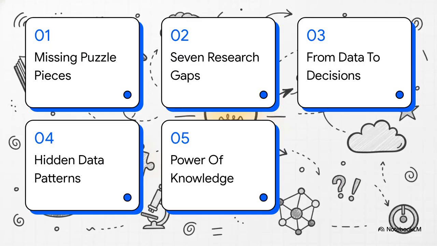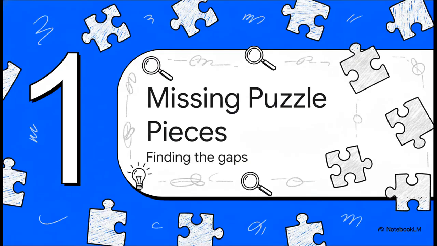Here's our roadmap for today. We'll start with finding the missing puzzle pieces, then look at the 7 research gaps. From there, we move from data to decisions, dive into mining hidden data patterns, and wrap it all up with the power of active knowledge. Okay, let's jump straight into part 1, finding the missing puzzle pieces.